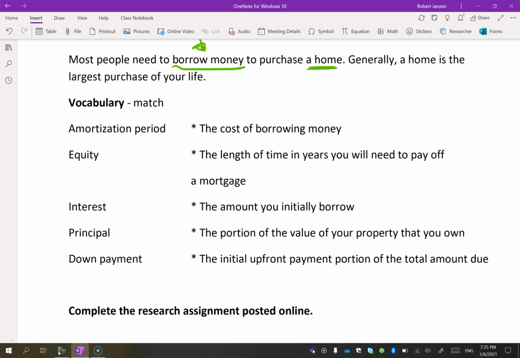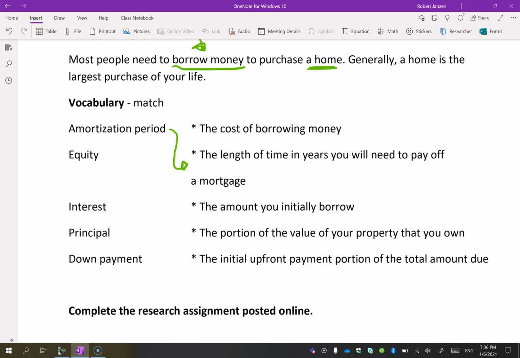A couple of pieces of vocabulary. You need to know what these words are. You need to make them part of your vocabulary. And some of them you've probably never seen before. For example, an amortization period. The amortization period is the length of time in years you will need to pay off a mortgage. So for example, most commonly, if you take out a mortgage for a house, it's amortized over 25 years. In other words, you're given 25 years to pay off the house. That's the typical amount that you use.